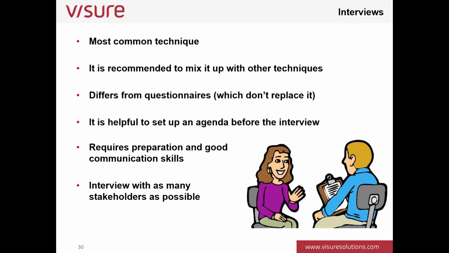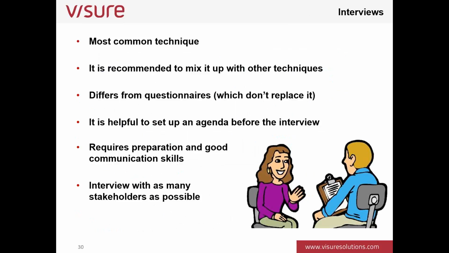Okay. The interviews differ from the questionnaires, which of course don't replace the interview, because we have immediate feedback in the interview. We have a way to communicate directly with the customer, with the user, with the stakeholder. So a questionnaire is not going to replace an interview ever. It is always helpful and recommended to set an agenda before the interview. So for today's interview, we are going to discuss this, and this other point. Maybe the system is huge and we have to focus on one part of it for this person or for this day, whatever, but we have to set an agenda.